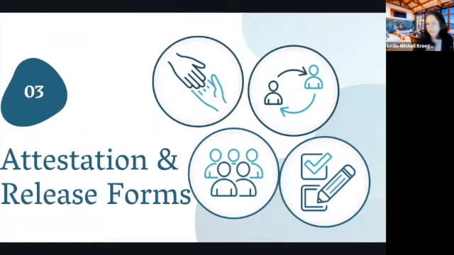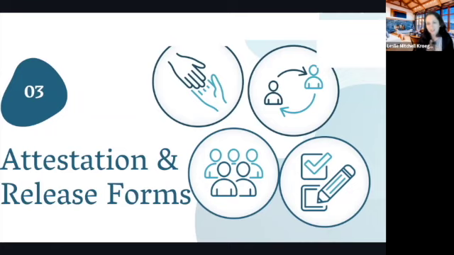Okay, attestation and release forms. There are two things that you will have to sign. The claims form has no signature page. The declarations do not have a signature page. What we were able to work out is that you can have multiple declaration pages. You only have to sign one attestation.